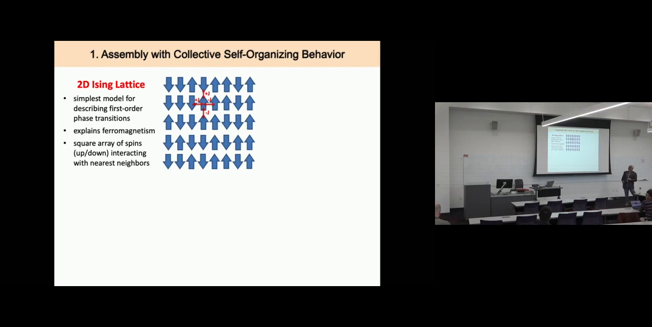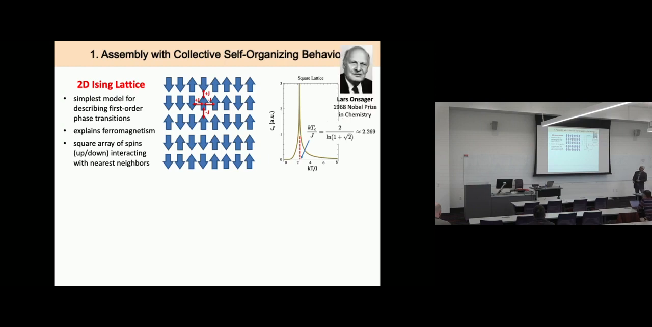It turns out that this very simple model can exhibit a transition between a disordered state at high temperature and an ordered state at low temperature, going through basically this critical point where the heat capacity goes to infinity. Okay, and obviously, Onsager got the Nobel Prize for this, as well as for non-equilibrium thermodynamics.